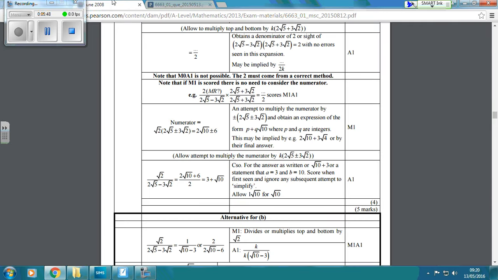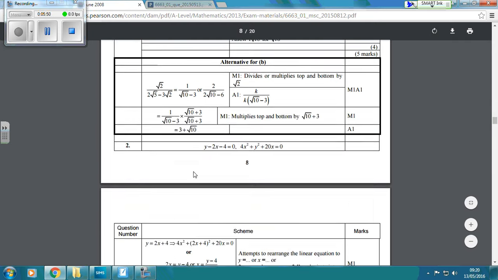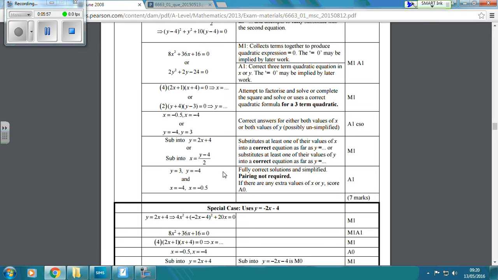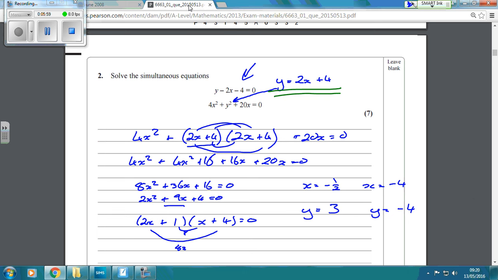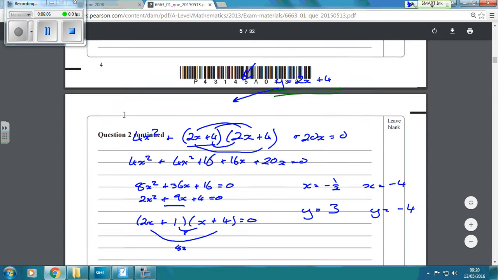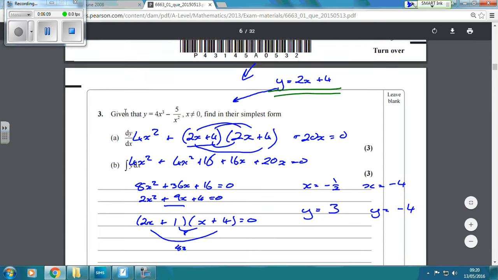And again, if we check the solutions, we get x is minus 4 and minus 0.5, and y is 3 and minus 4, which thankfully is what we've got. So that's 12 marks off the first 2 questions.